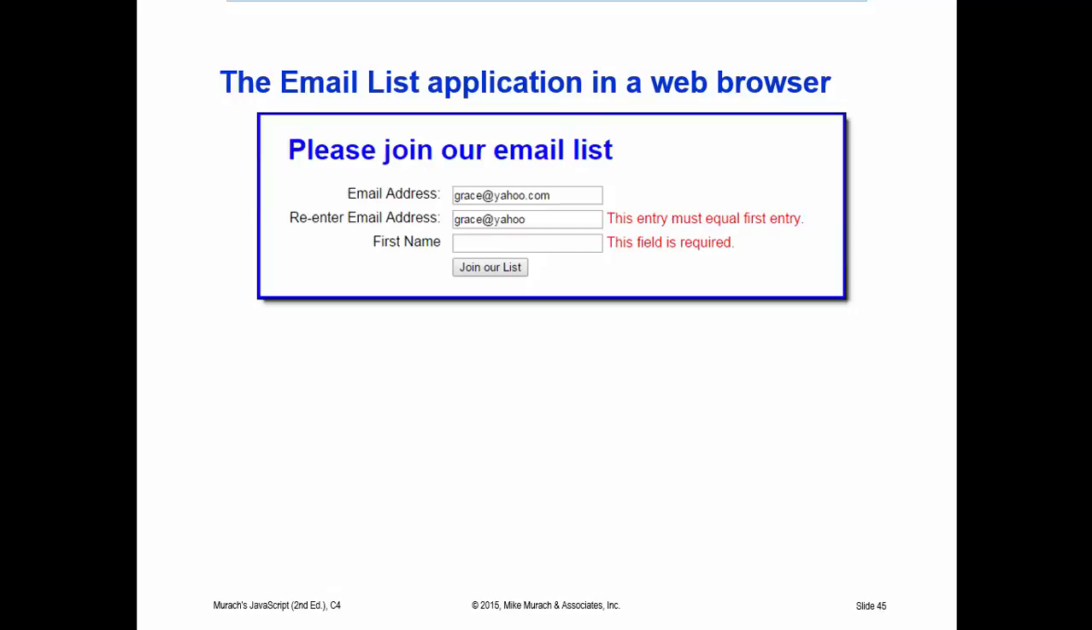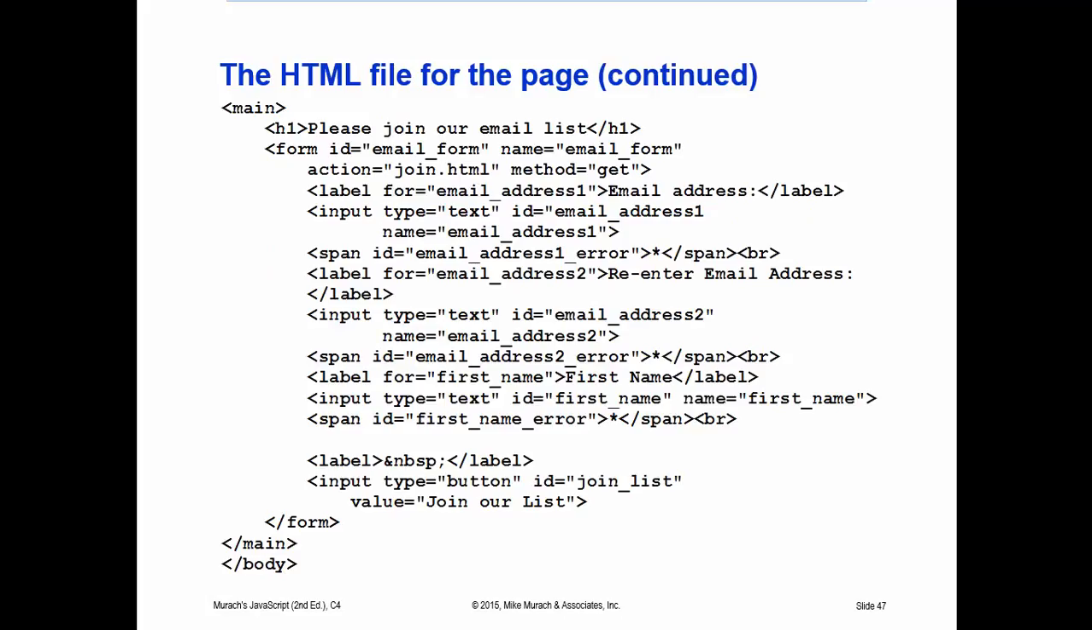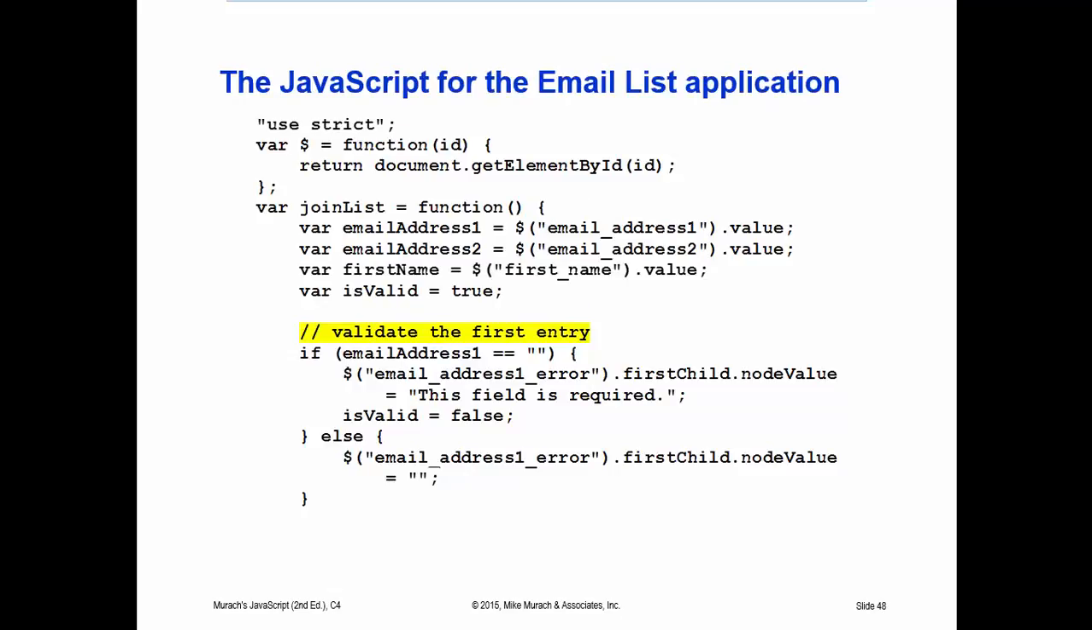All right, it changed because it's more DOM-oriented than the stuff you saw before. That's the HTML, but here's the code. All right, that looks, hopefully at least, it makes some sense. That looks pretty much like what we talked about before until you get down where it says validate the first entry, and you can see that in yellow. So now notice email address error dot first child dot node value. Now we're DOM programming.